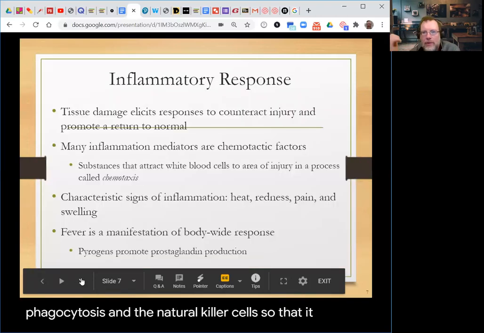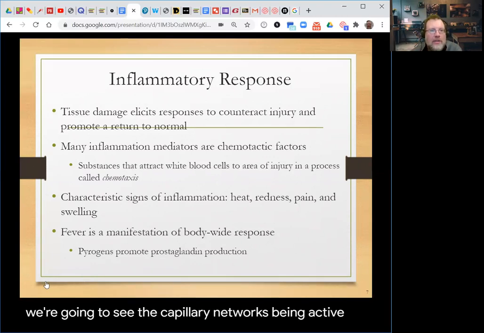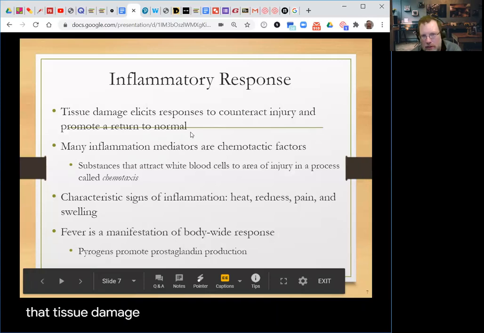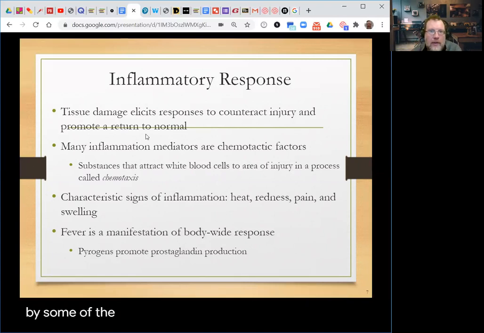Okay, so that inflammatory response, again, we've breached the first line. We're now into the second line of defense. This is where we're going to see the nervous system being very active. We're going to see the capillary networks being active. So that tissue damage is going to be received as a sensory input by some of the specific nerve cells that we see.